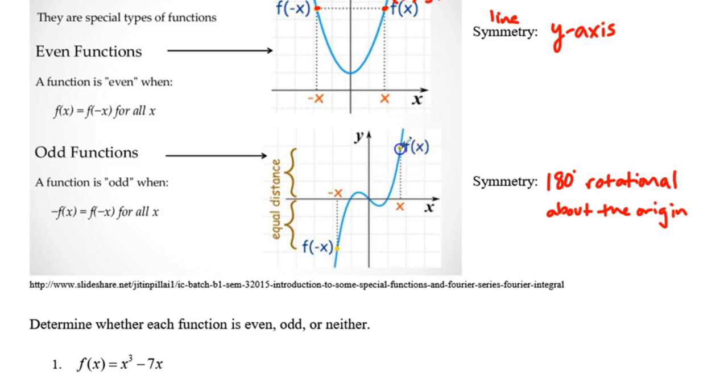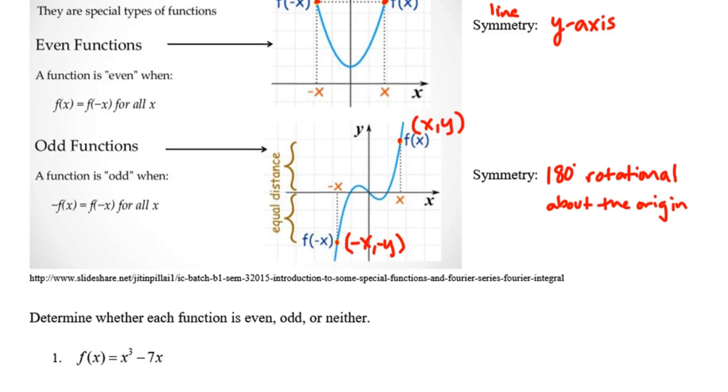If I have a particular point here, call it (x, y), like we did before, and I rotate it over to this point, now I've got (negative x, negative y). So what we do is we sub in negative x for x in the function, and if it comes out to be a negative y, we know it's odd. On an even function, y stays the same when we sub in negative x. On an odd function, the y is negated. If it doesn't do the same thing for all x, then we call it neither.